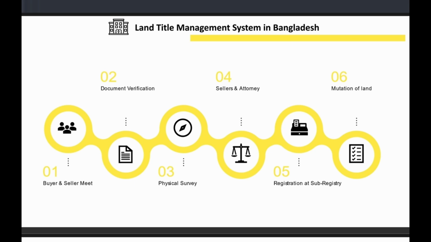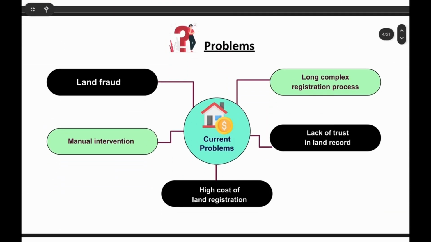As we can see in the slide, the current land title management system in Bangladesh involves a total of 6 steps. Because of these multiple steps, a lot of problems arise, like land fraud, manual intervention, high cost of land registration, lack of trust in land records, and a long and complex registration process.